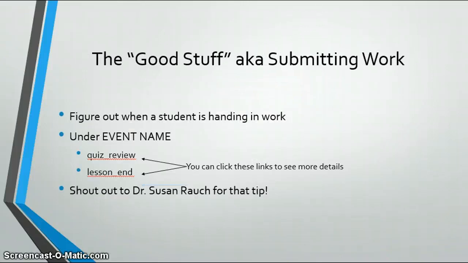And then finally, what we're calling the good stuff is, looking at this activity log, we can see they're going through their classes, but how do we know when they're submitting the work and actually getting a grade for what they're doing? This is actually a shout out for Susan, who found out and let us know these are the actual phrases we're looking for. So under event name, you're going to look for things that say either quiz review or lesson end. And those are both signals, okay, the student finished an assignment. They opened it up, they completed it, and they submitted it. If you click on those links, those are live links in the activity log, and you'll see in more detail how much time they spent, what grade they received, things like that. So thanks, Susan, for that tip.